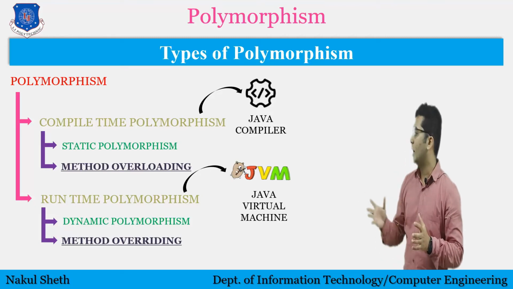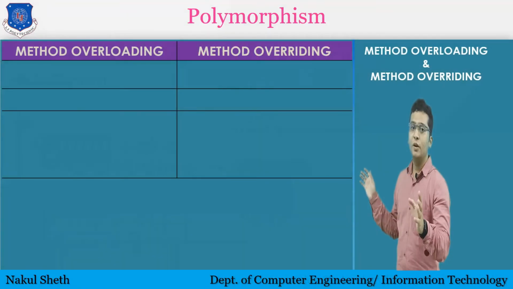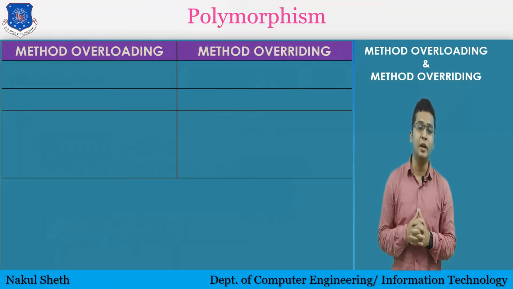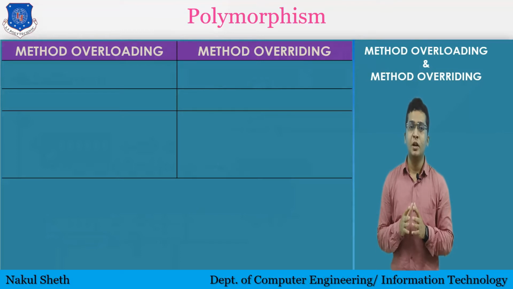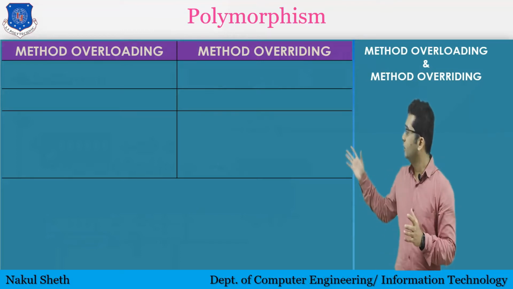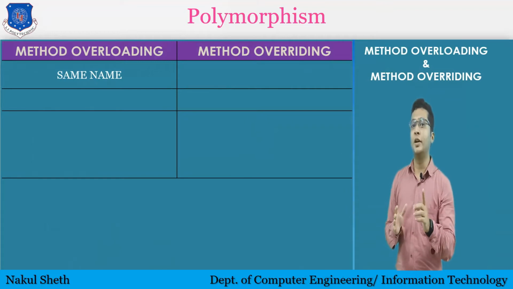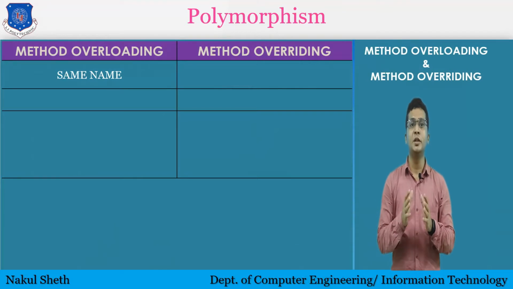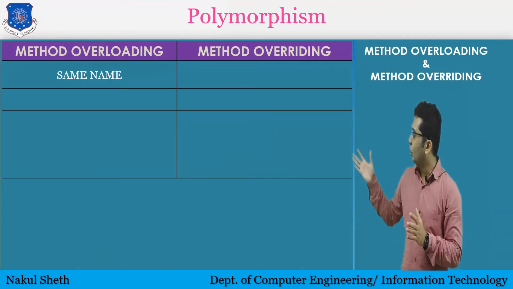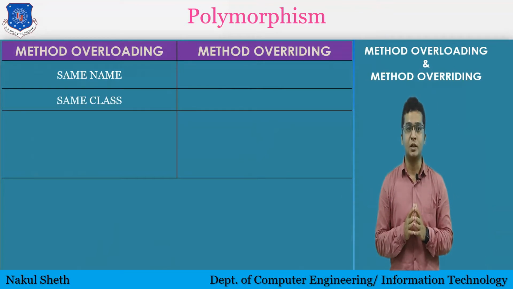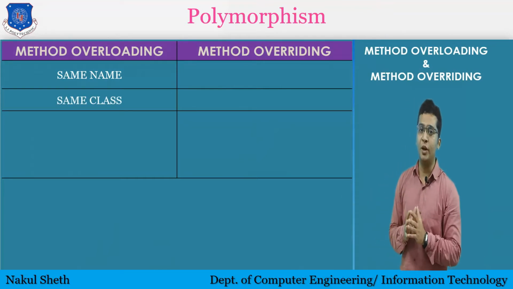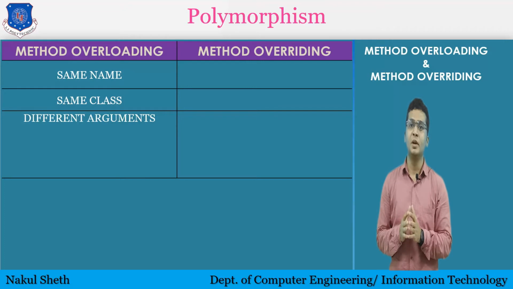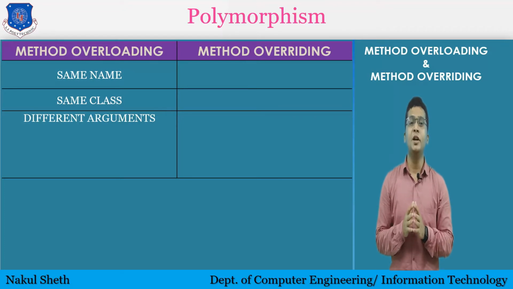So method overloading and second is method overriding. First, I am going to show you what are the different conditions to achieve method overloading in Java. In method overloading, we are going to create different methods with same name. So first condition is same name, means we have to declare two or more methods with same name. Second point, all of these methods must be in a same class. And the third and the most important point, that is different arguments, which means all of those methods with same name and in same class must contain different arguments.